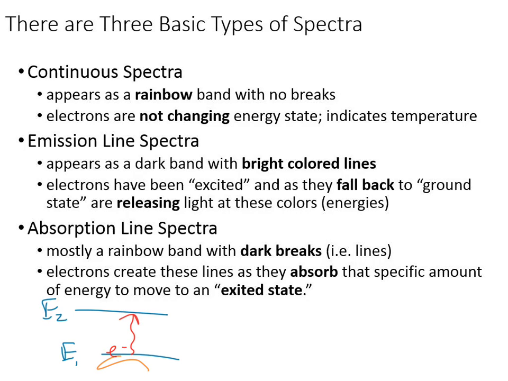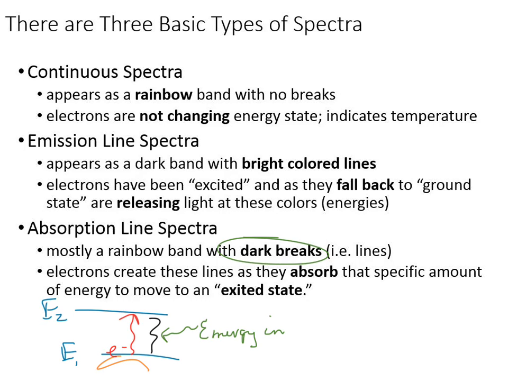That amount of energy that it absorbs to get up there will make a dark line on your otherwise continuous spectra. So this is absorbing energy. I guess I could do it this way. I'll put an arrow here and I'll say energy in. However big that jump is, it's going to make a dark line, a dark break.